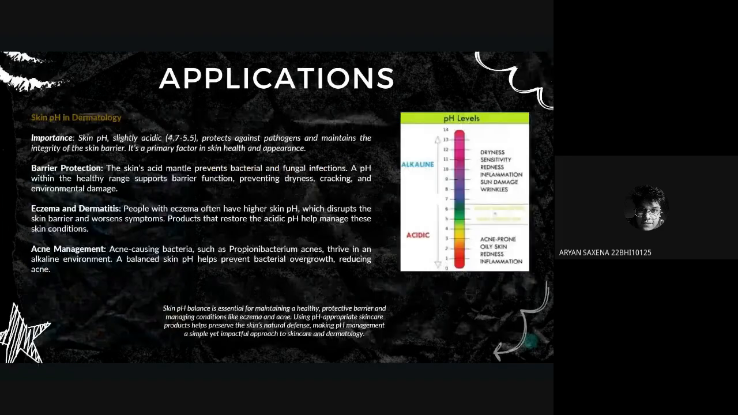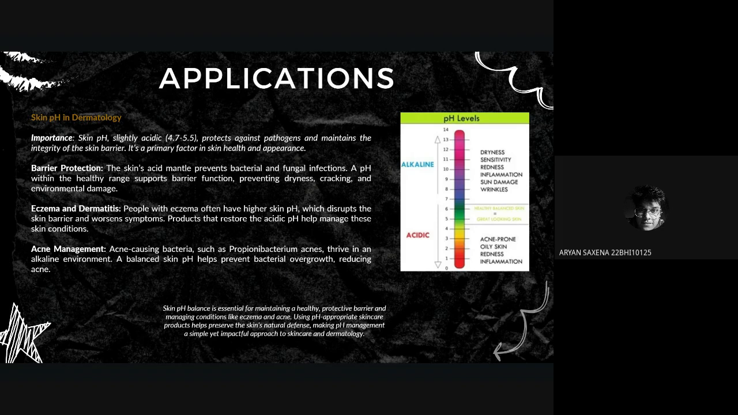Next slide, please. So for the next part, the role of pH in human skin biology. The importance of pH in human skin biology is that it plays a crucial role in maintaining its health and function. The skin's natural pH is slightly acidic, ranging between 4.7 and 5.5. This acidity forms the acid mantle, a protective barrier that defends against pathogens like bacteria and fungi while preserving the integrity of the skin barrier. Without this acid mantle, our skin would be prone to diseases. When the skin's pH is balanced, it prevents dryness, cracking, and environmental damage, keeping the skin supple and healthy.